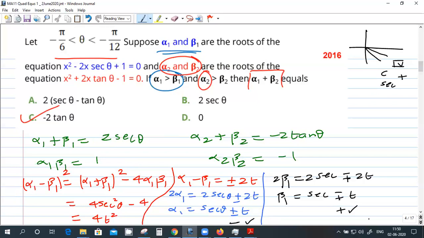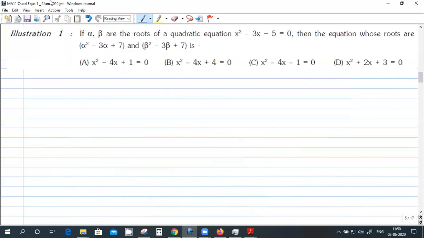Okay, so you have to find alpha 1 and beta 1. Similarly, you have to find alpha 2 and beta 2. Okay, it's a little bit lengthy problem. Okay, sir. I understood.